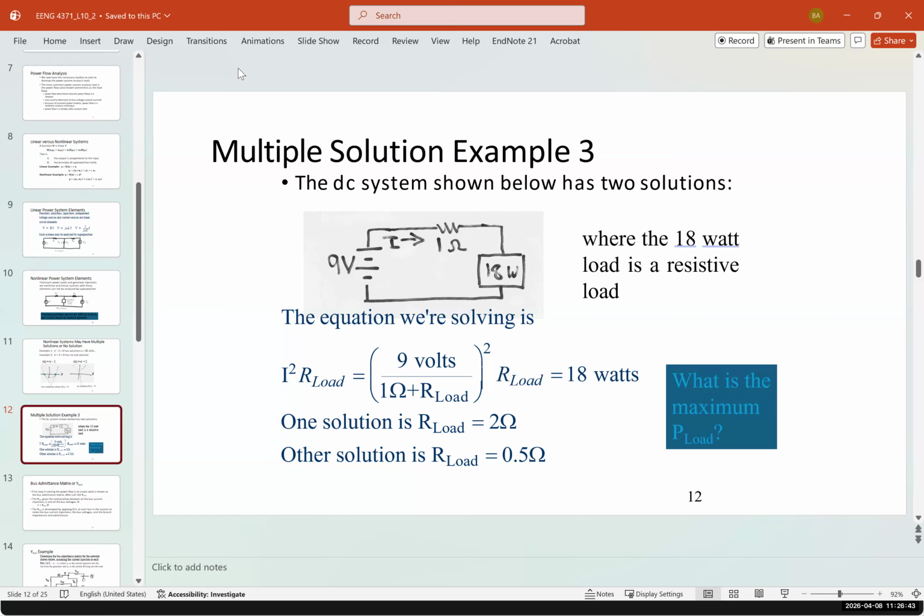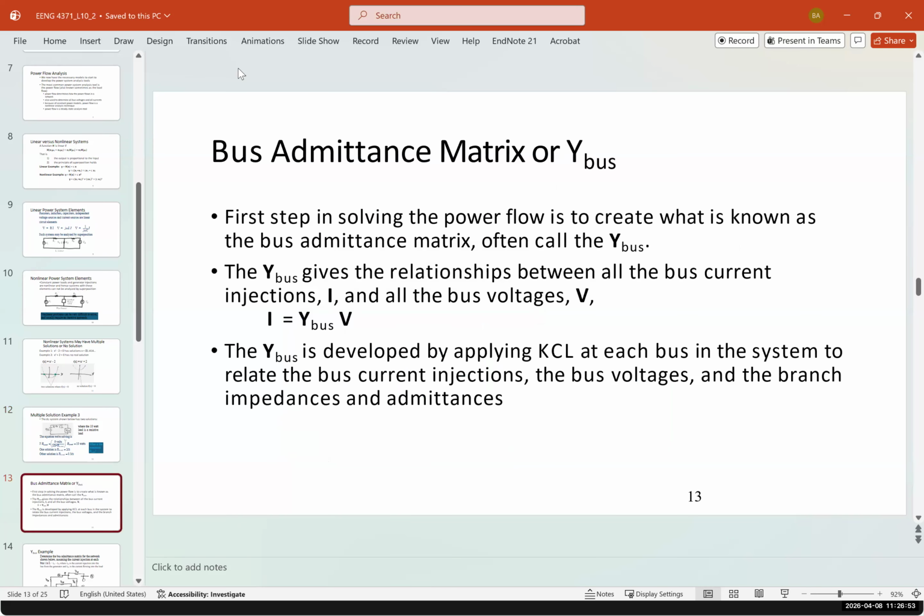Or I'm sorry, the maximum R load that you're going to have. You're going to have a maximum P load, which is 2. You can put 2. Now, a general way to solve power flow problems is to use the bus admittance matrix.